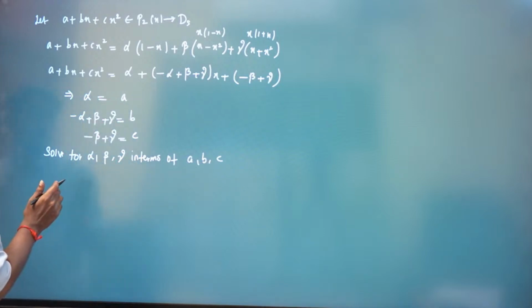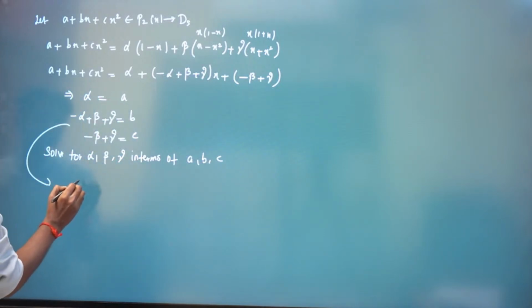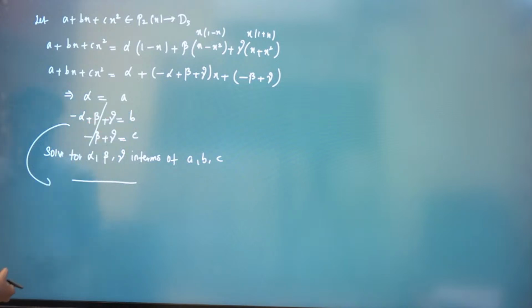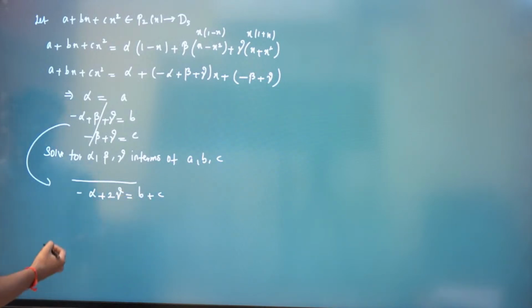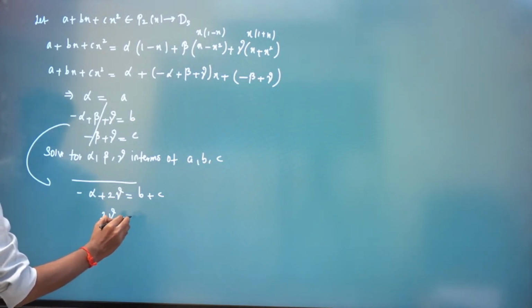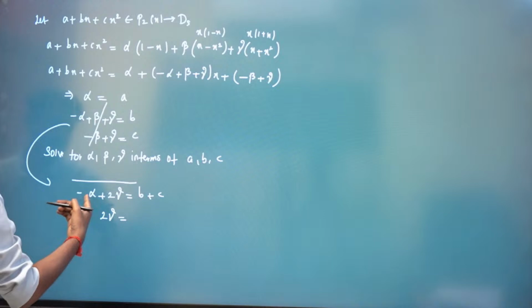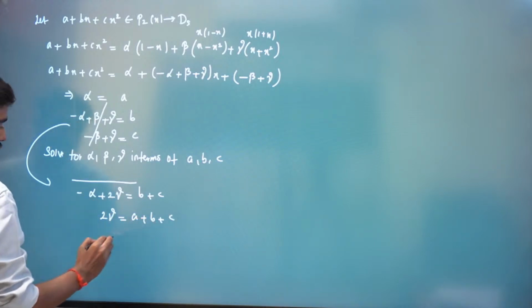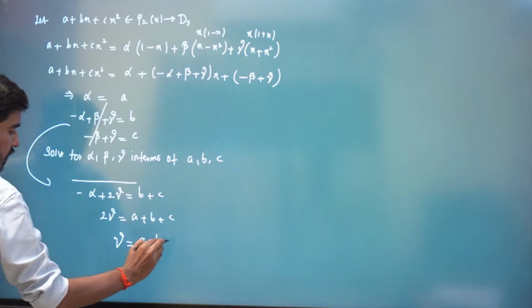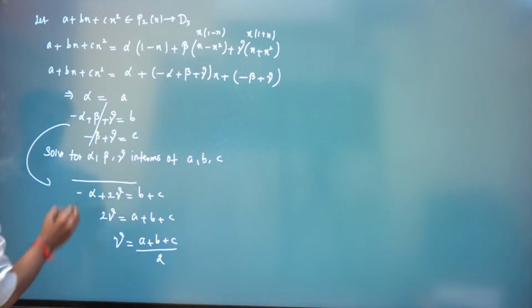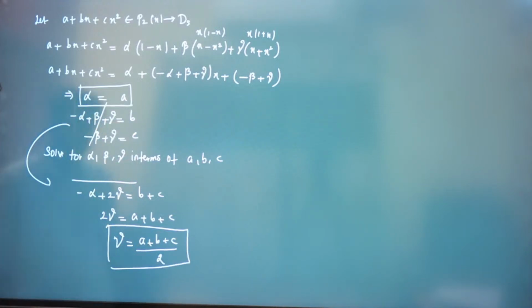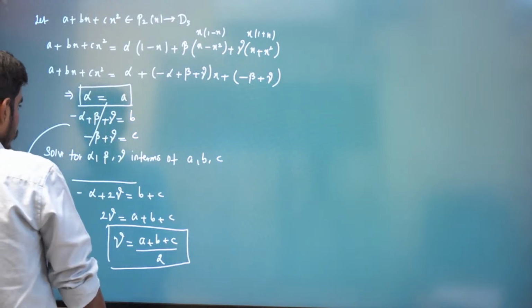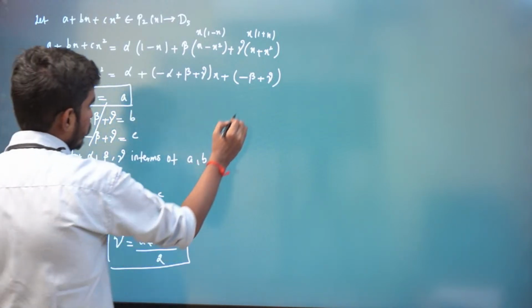Now solve for alpha, beta, gamma. Now you add these two equations. You will have minus alpha plus 2 gamma equals b plus c. That means 2 gamma equals a plus b plus c, since alpha is a. So the gamma value is (a plus b plus c) by 2. Alpha is a, gamma is (a plus b plus c) by 2, and from here we can find beta, right?